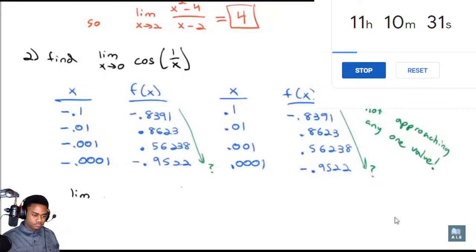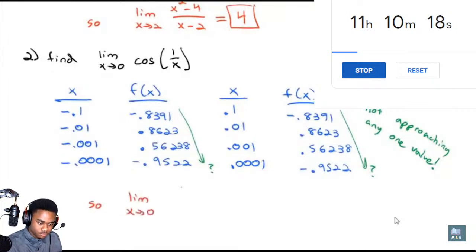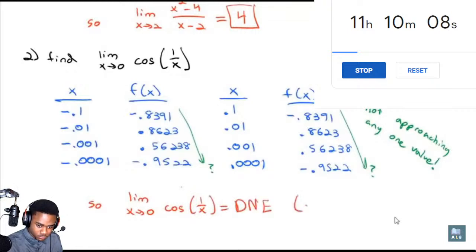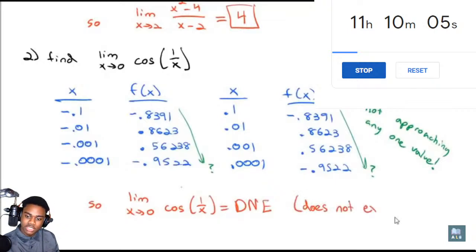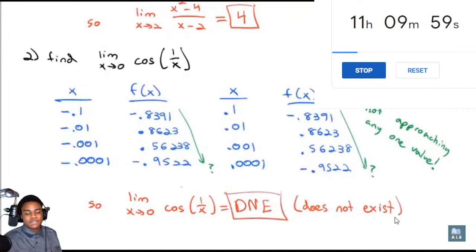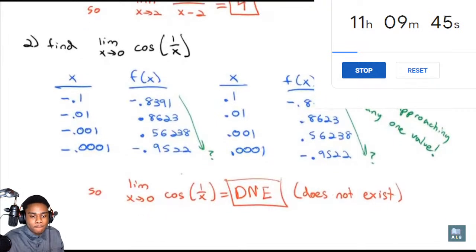So in this case, when our table method fails, we say the limit as x approaches 0 of cosine of 1 over x equals DNE, which is an abbreviation for does not exist. Because it's not approaching any one value, it's kind of going all over the place. We're going to say this limit does not exist. So our first strategy for finding the limit is what's called the table method.